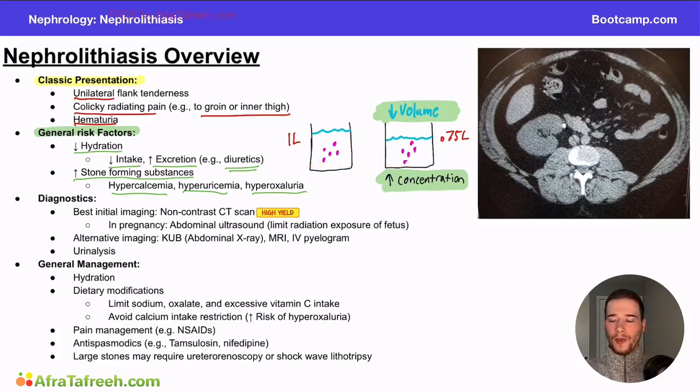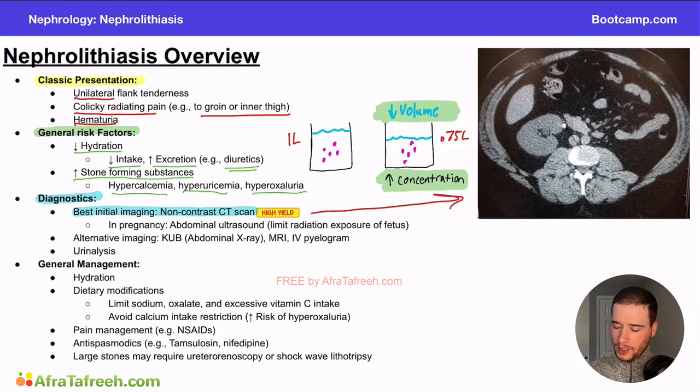One of the really important things that they want you to know is what the diagnostic steps are for working up these patients. And the best initial imaging is going to be the non-contrast CT scan. So if you draw your attention to our image over here, you can appreciate this bright white stone being shown on the image. This is why it's so important that this is a non-contrast CT scan.